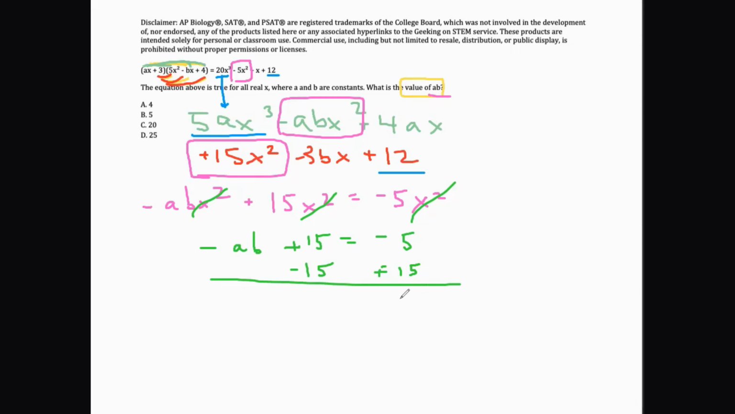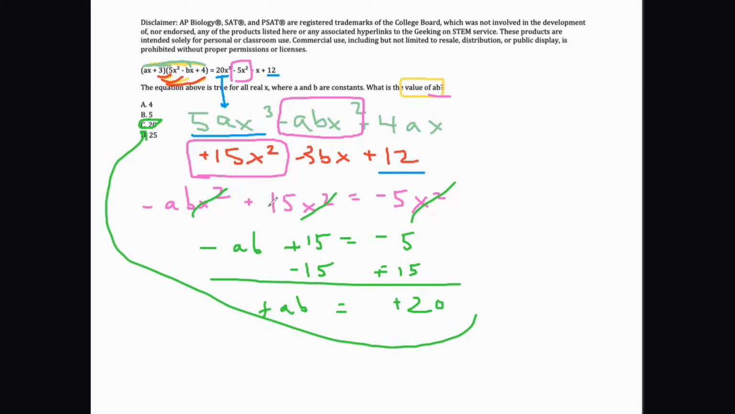So that's the same thing as saying negative 20 here is the same thing as negative ab. If I got rid of the negative and made them both positive, that's the same thing as saying ab is the same thing as 20, which matches up with C, which is our correct answer. So I helped solve the answer.